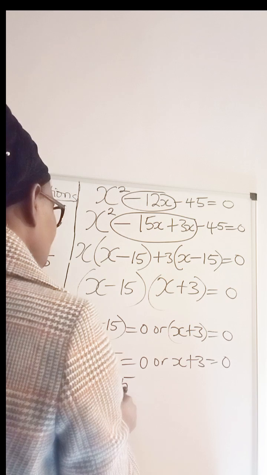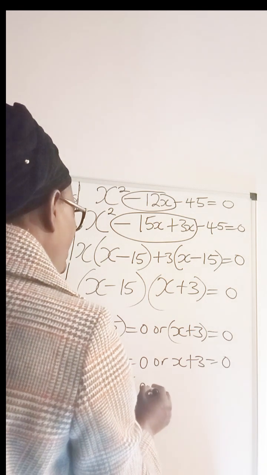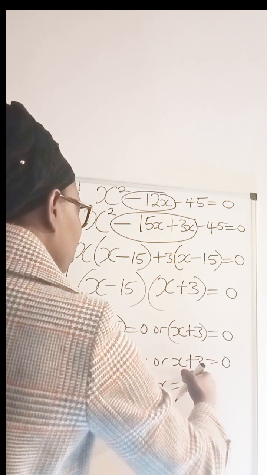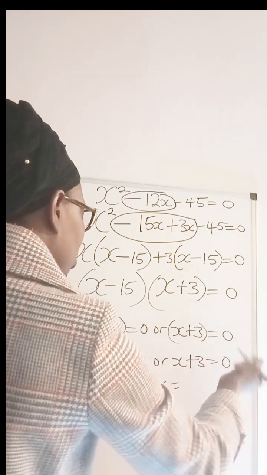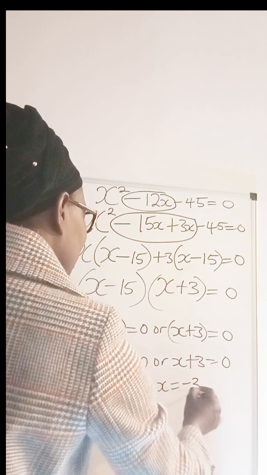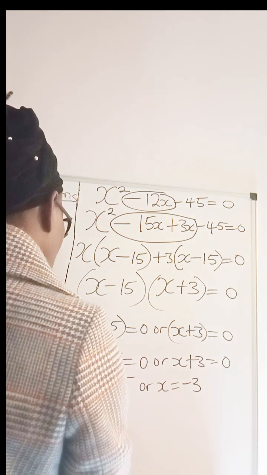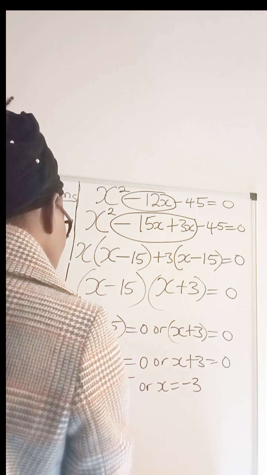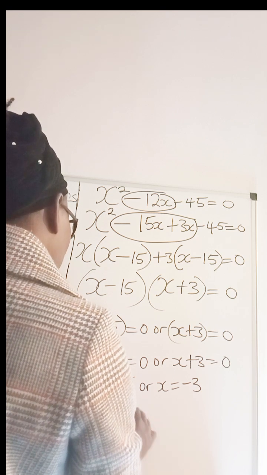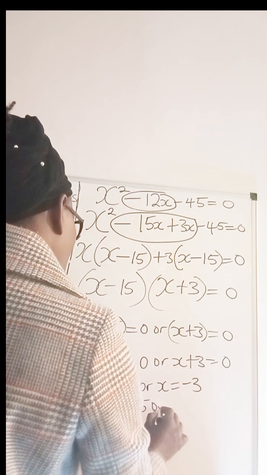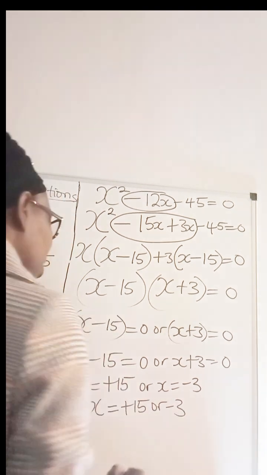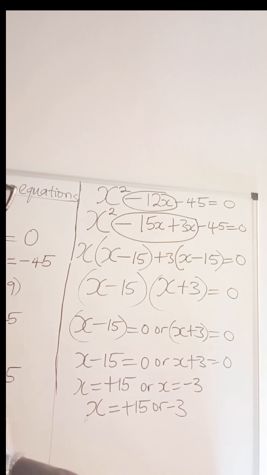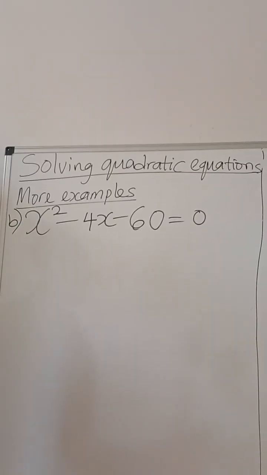So we have x equals plus 15, or x equals minus 3, because when plus 3 moves out, it becomes minus 3. So the value of x for this work is equal to plus 15 or minus 3. Thanks.